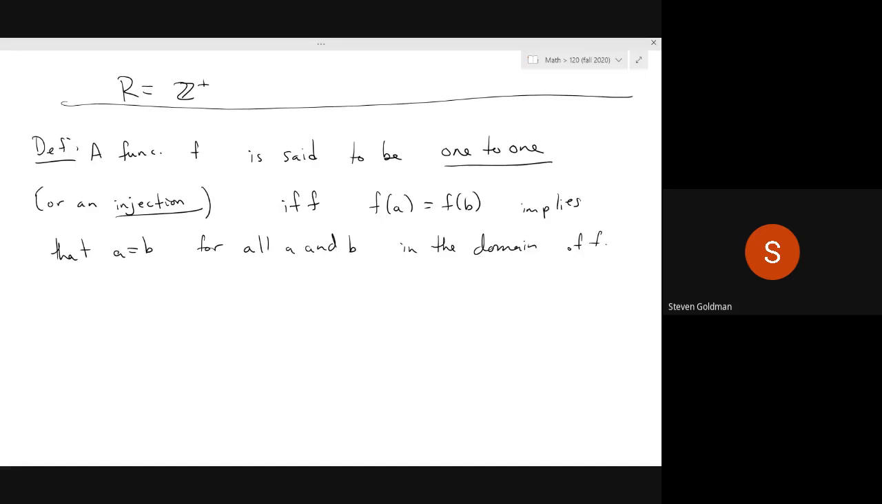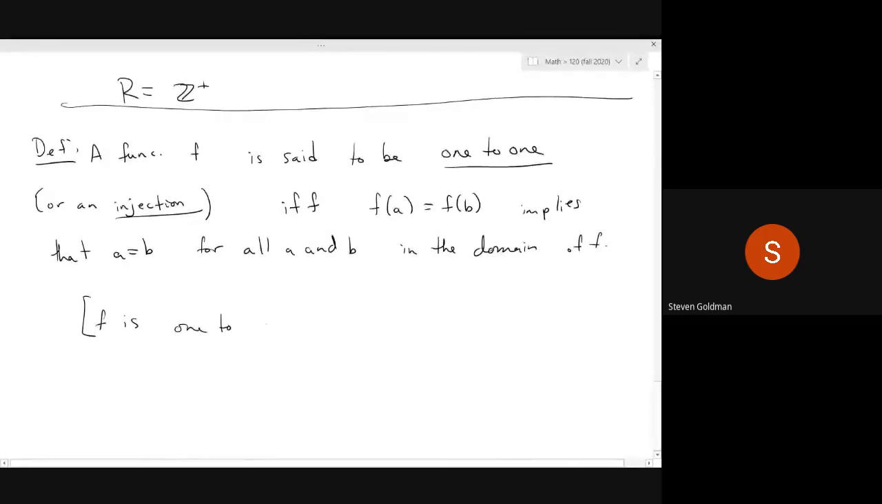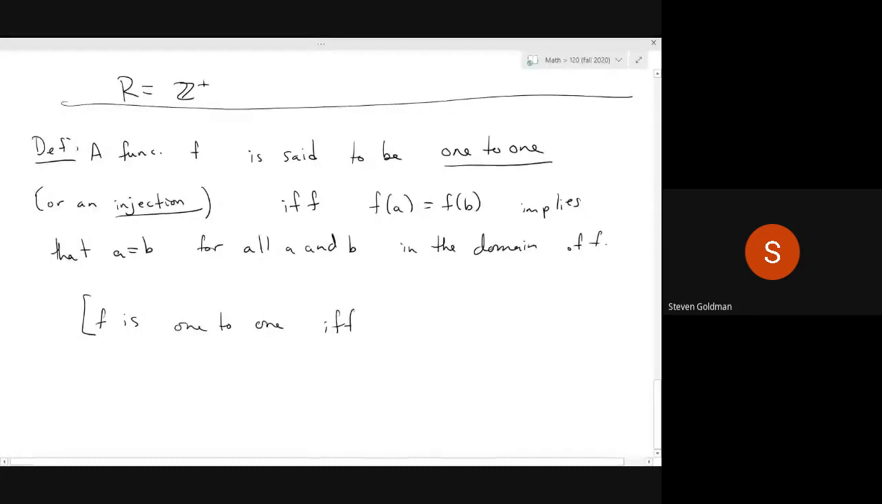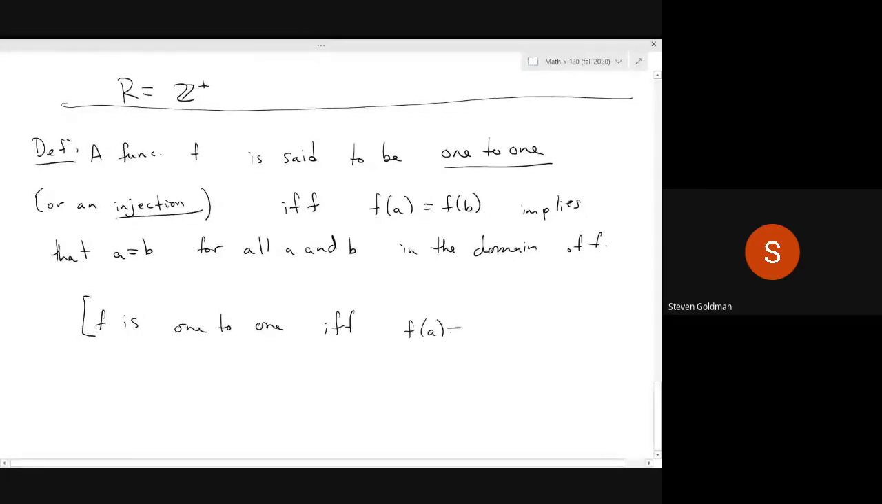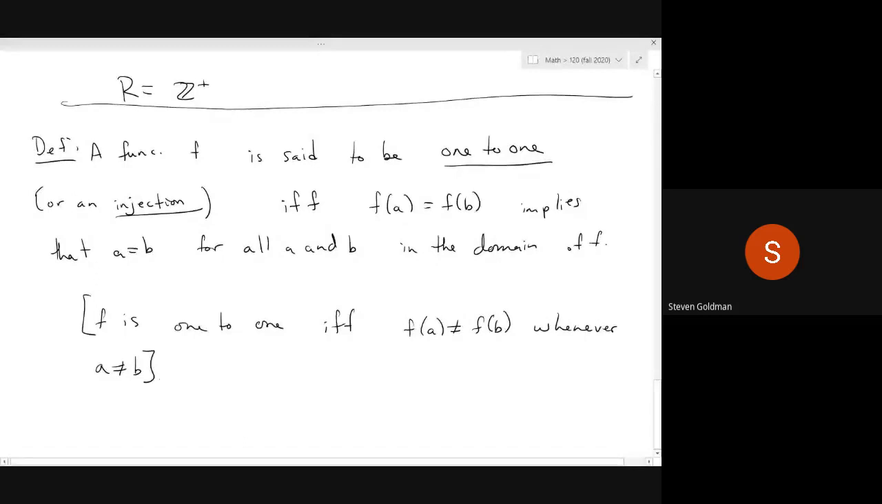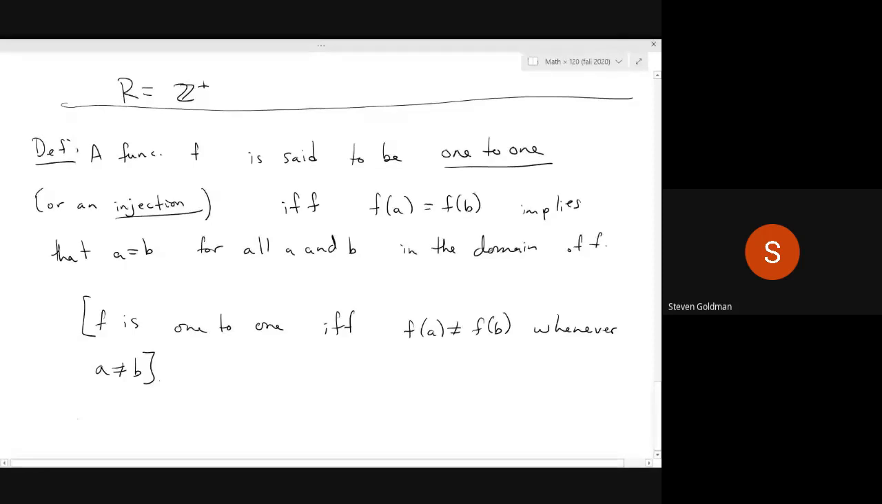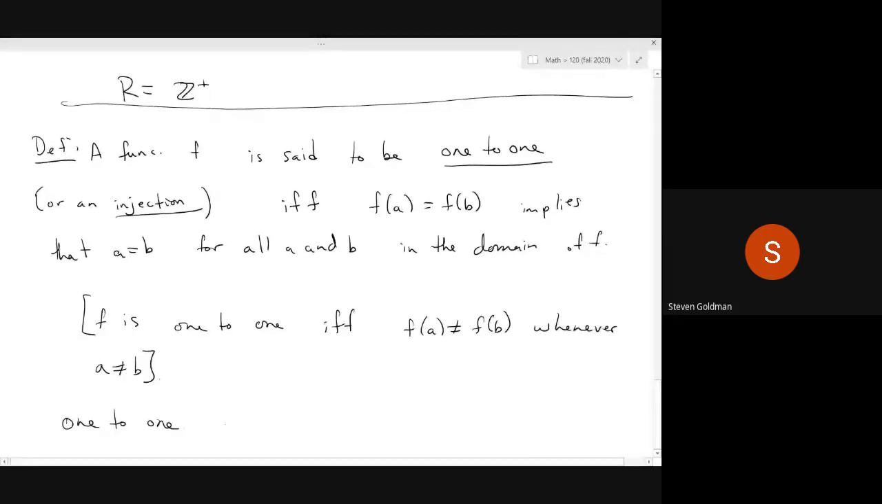Now, a different way of expressing this would be to use the contrapositive. So I could also say: f is one-to-one if and only if f(a) does not equal f(b) whenever a does not equal b. I'll demonstrate what this means in a moment. Also, one more note here. When I say one-to-one, I'll sometimes use a shorthand symbol, and this symbol here means one-to-one.